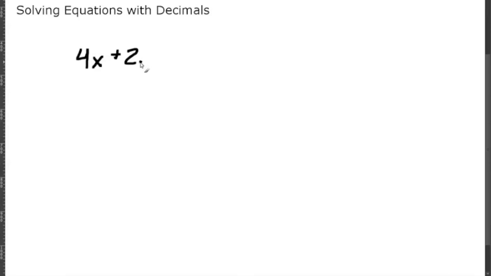Let's put together everything we've been working on so far and practice solving equations with decimals. The first equation I'm going to give you is 4x plus 2.5 equals 6.8. Now, we know we cannot do anything with this x until we get rid of this 2.5. So we're going to start by subtracting 2.5.